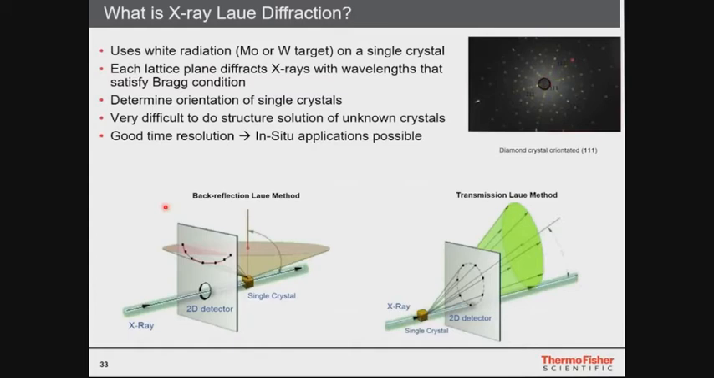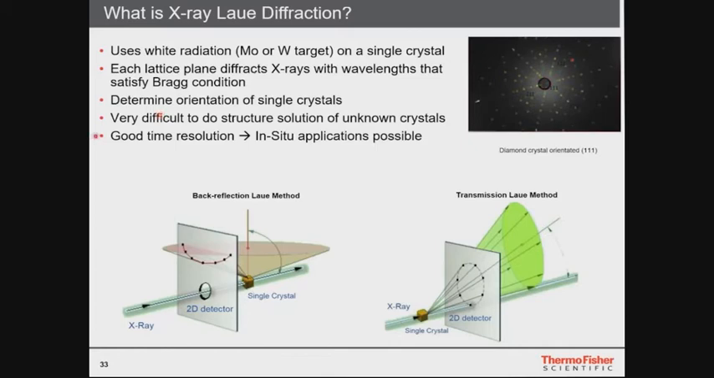So this means our diffraction pattern, which looks like this, you get these nice spots here. It looks like the night sky. But not all of these signals are coming from the same wavelength, they are coming from different wavelengths. So this is very different to powder diffraction. This can be used to determine the orientation of single crystals. This technique is very difficult to use for a structure solution of unknown crystals. So it's basically only usable if you already know the crystalline structure of your material.